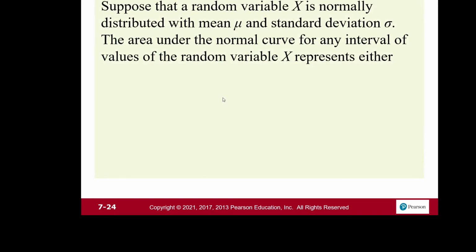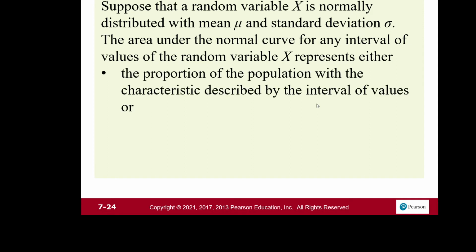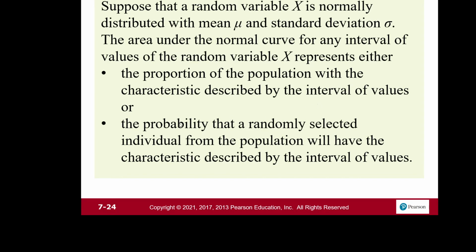All right, so we're going to focus in on the area under the normal curve because we know that it is a probability density function as well. I mean, it is a model of a probability distribution. All the values are positive and the sum of all of them equals 1. So the area under the curve will be equal to the probability. Here they say it. The proportion of the population within characteristics described by the interval of values, or the probability that a randomly selected individual from the population will have characteristic described by the interval of values.